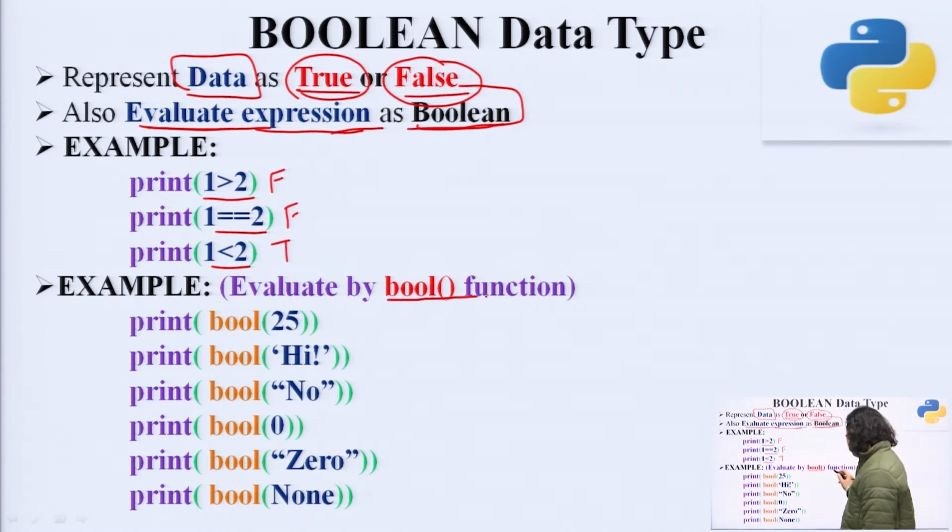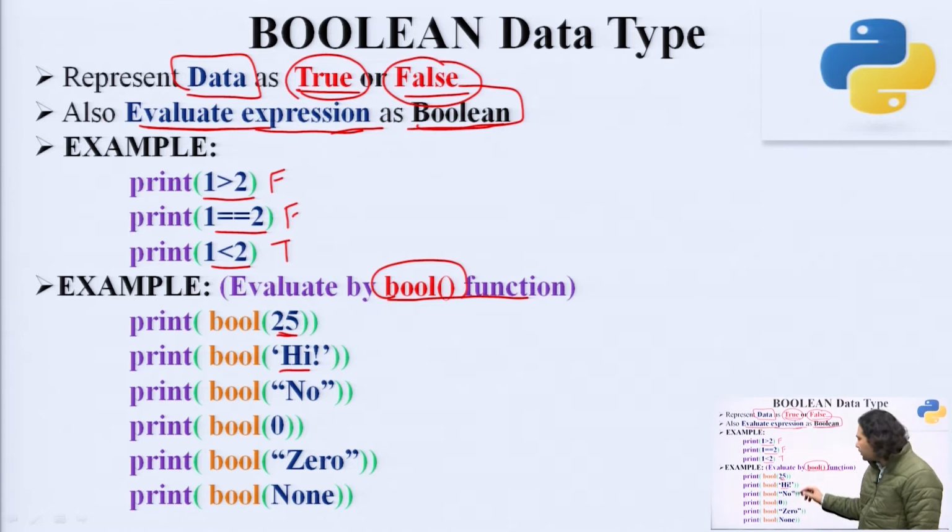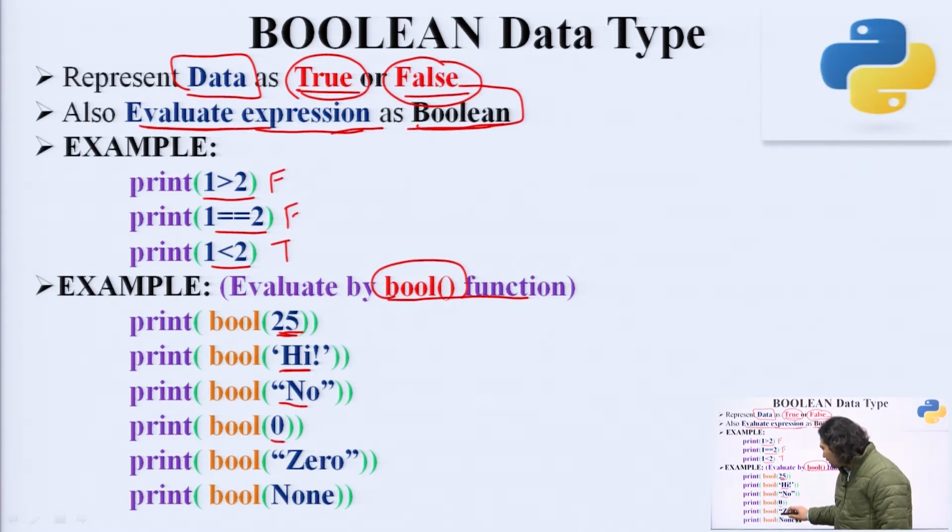Similarly, there is a function available to identify whether the content of data is regarded as true or false. This function is the bool function. In bool you just put the data, either in variable form or directly. Here 25 is an integer, here it is a string, again a string, then a number that is an integer, the next one is a string, and the last one is a reserved keyword, None. It is not a variable, it is a reserved keyword.